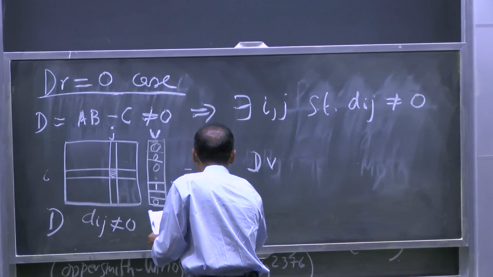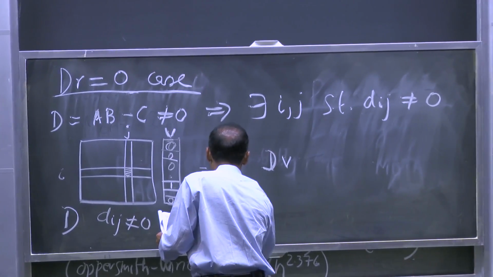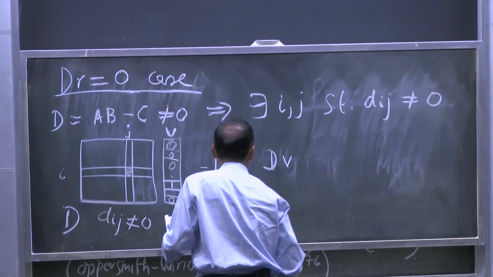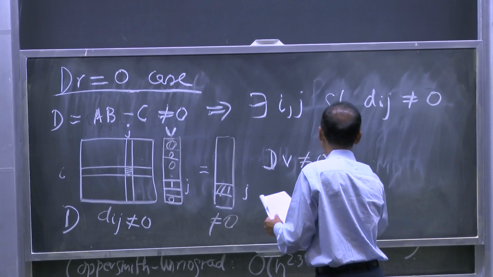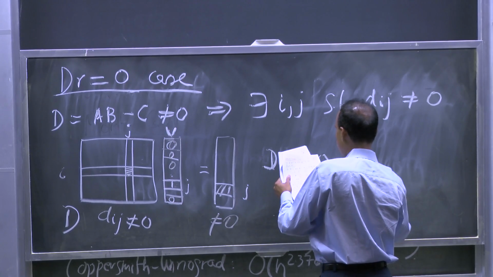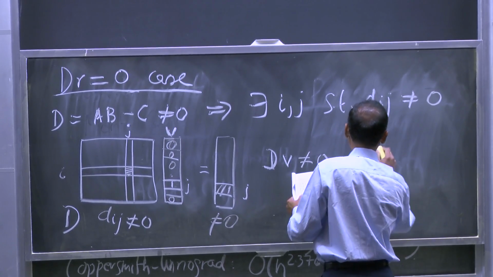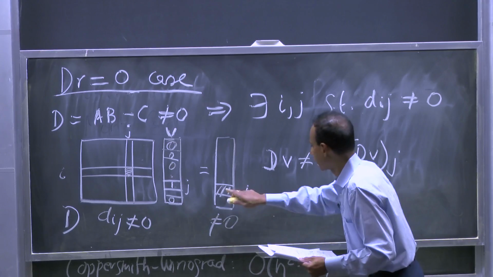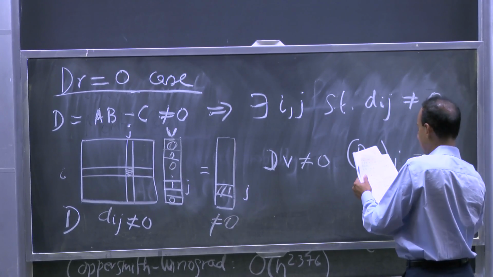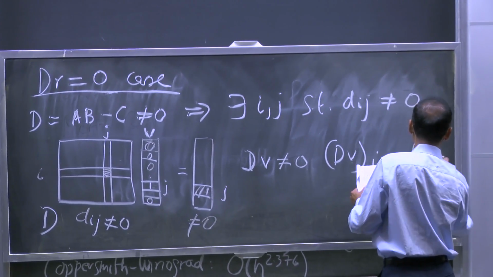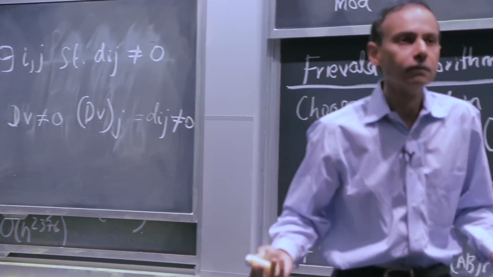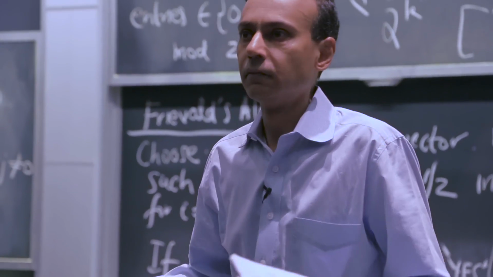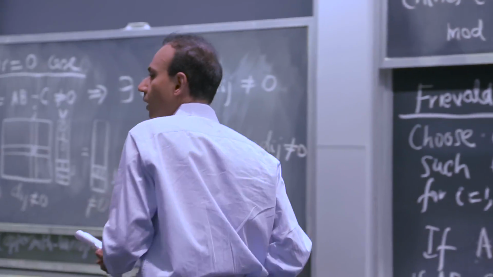So I'm going to see something here, which is the jth entry, that's not equal to 0. And so that implies that dv is not equal to 0, and in particular, dv of j, if I just look at that entry, is identically d_ij, which is not equal to 0, because I'm multiplying it by 1 and adding a bunch of zeros to it. That's it. Okay? Yeah, question?